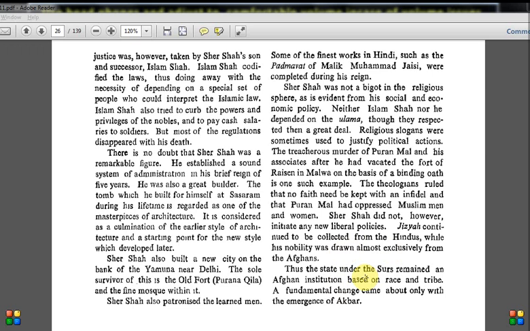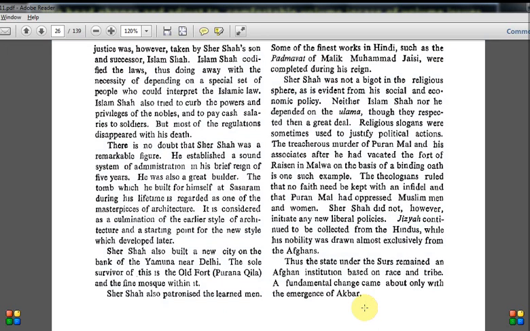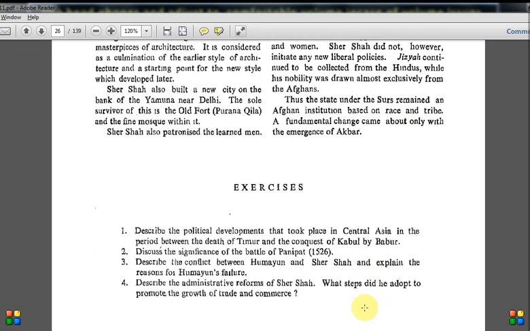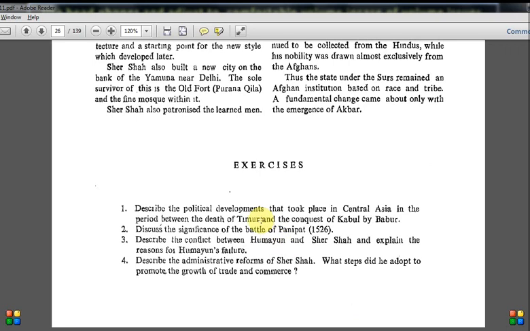The fundamental change came about only with the emergence of Akbar. So Akbar will actually be the next chapter also. He is the one who will be starting all the new secular policies. So here these 4 questions, even though it is this small NCERT kind of question, is what exactly comes in your UPSC exam also. So if you can write these 4 things, then you can write any UPSC answer also. So just read the questions.